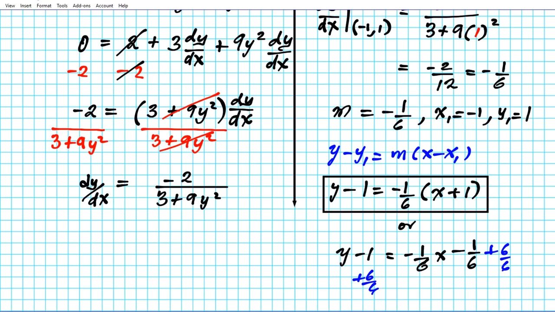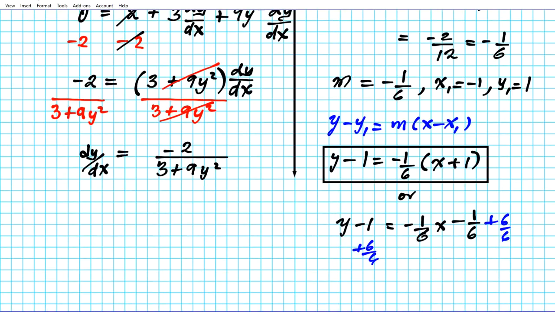and then you have the slope intercept form, which is y equals negative 1 over 6x, let's not forget that, negative 1 over 6x plus 5 over 6. Okay, so that's the slope intercept form of the equation of the tangent line to the curve at negative 1, 1.